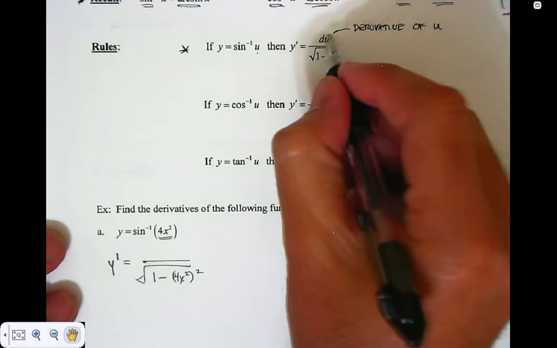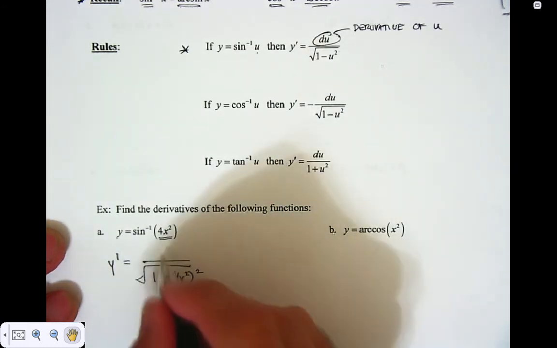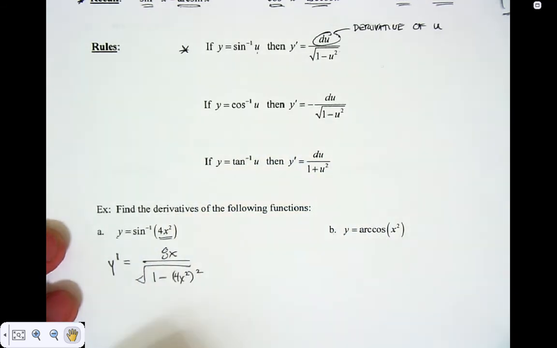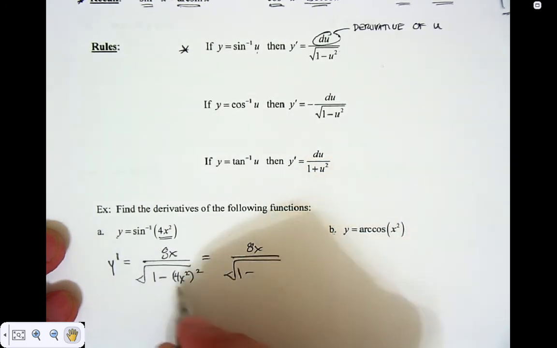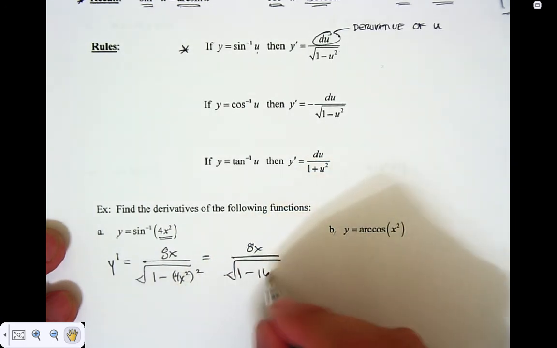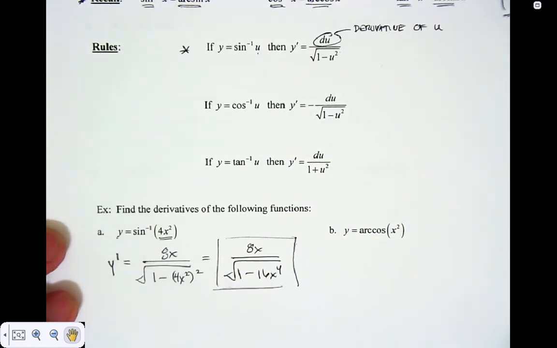And then the derivative of u is just the derivative of the u that you decided was 4x squared, which would be 8x. There's really nothing to do. They might simplify that and say that that's 8x over the square root of 1 minus 16x to the 4th. But again, this is just a straight up memorization problem, and that's all you're supposed to do.